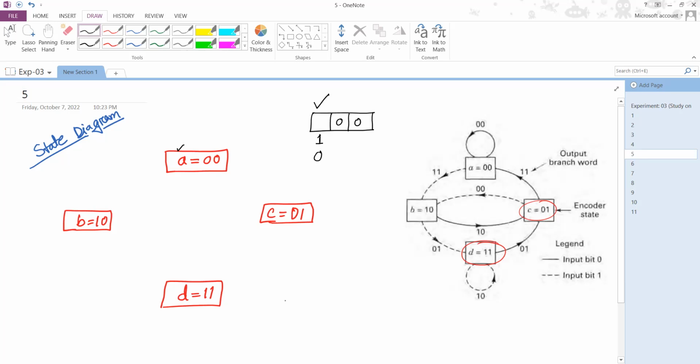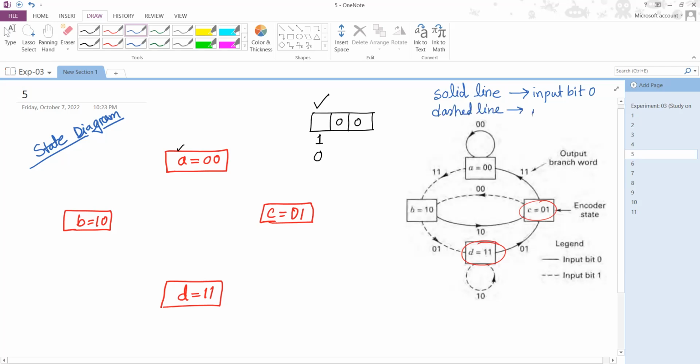Okay, before that, I would like to say one thing: if I use the solid line, it will represent the input bit 0. And the dashed line will represent the input bit 1. Okay, so you have to remember this. Solid line represents the input bit 0 and dashed line represents the input bit 1. Now we'll use this for different kinds of combinations.